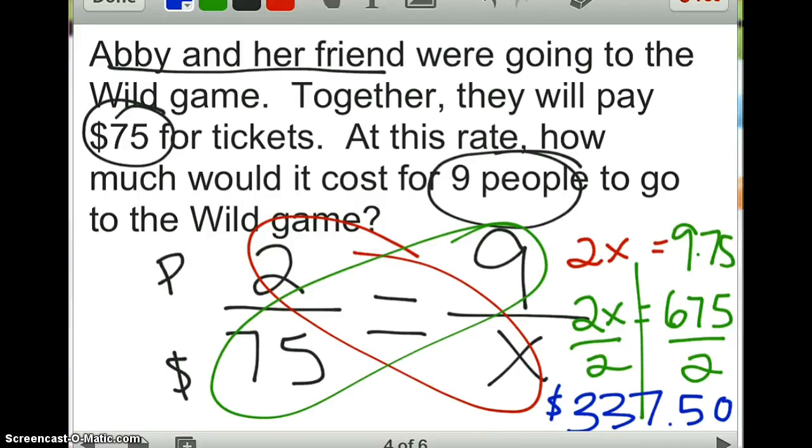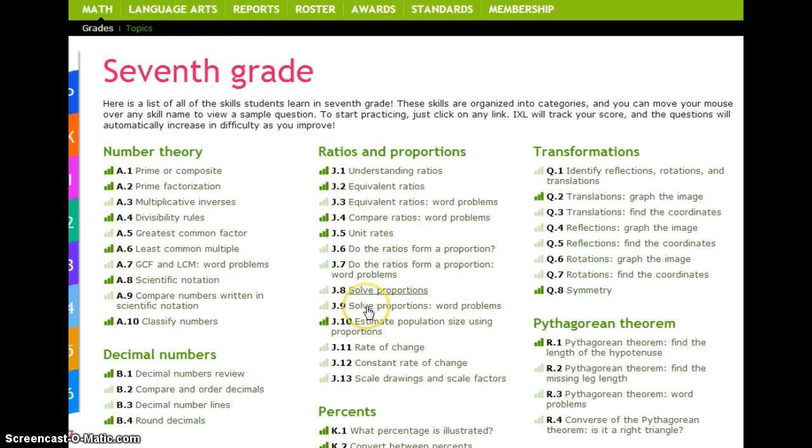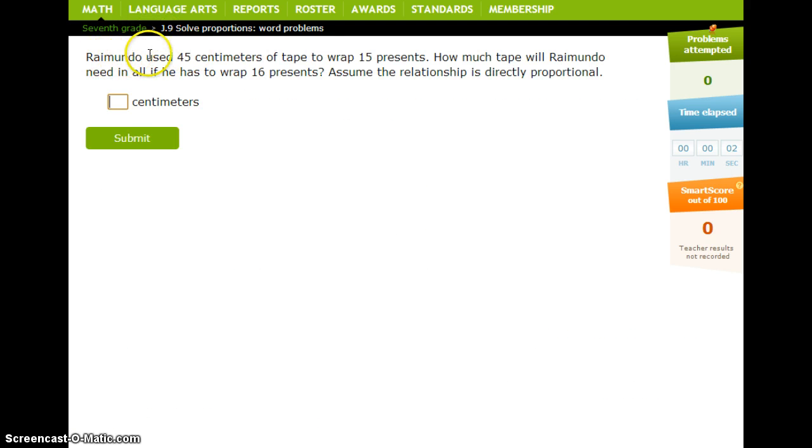So today on these, if we were writing them on paper, you would need to have labels. And so as I look, this J8 is what you've already done. Now you can go on and click over to J9, which is word problems. Scratch paper is really going to help you. Raimundo used 45 centimeters of tape to wrap 15 presents. How much tape will Raimundo need if in all he has to wrap 16 presents? So I would do a line equals a line, set up the 45 and the 15, then figure out, okay, where does the 16 go, and go through that way. If you need help, just make sure to ask a neighbor or ask a teacher.